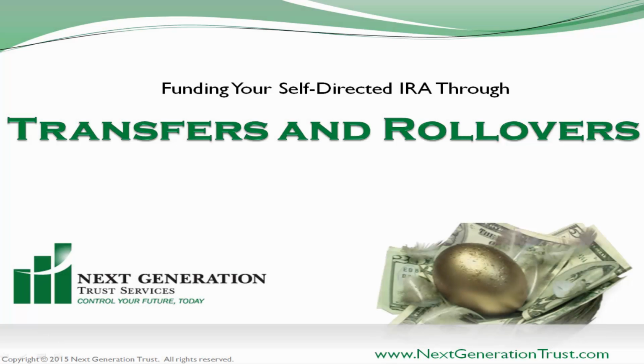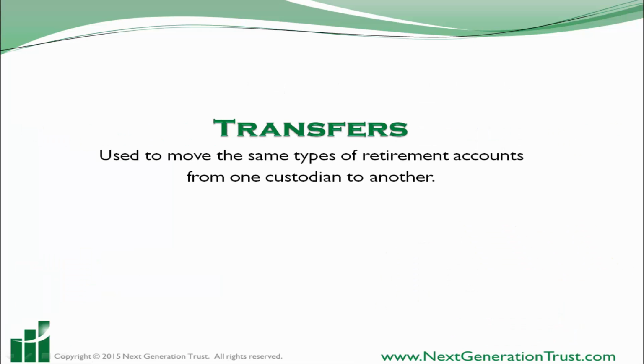There are several ways to fund your new self-directed IRA, including via a transfer or a rollover. There are distinct differences between these two that we'll explain in this video. A transfer is when one retirement account moves from one custodian to the same type of account at a different custodian. In addition to being the same type, the accounts must also have the same owner.